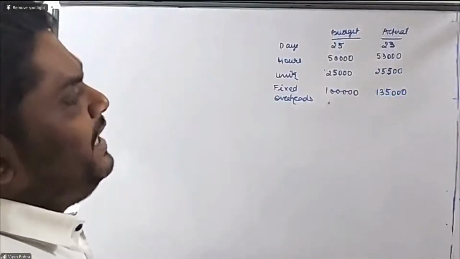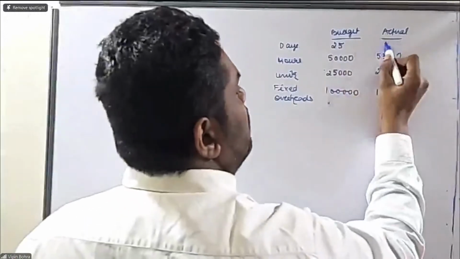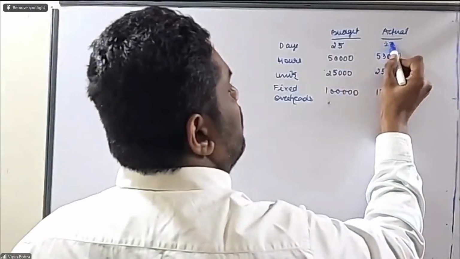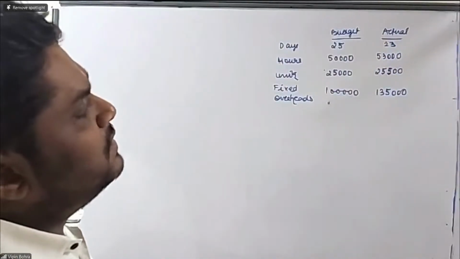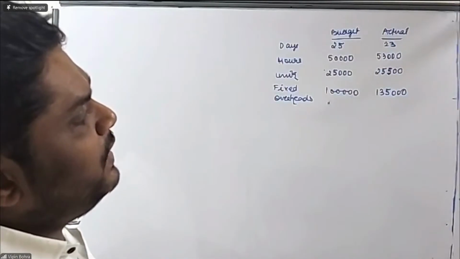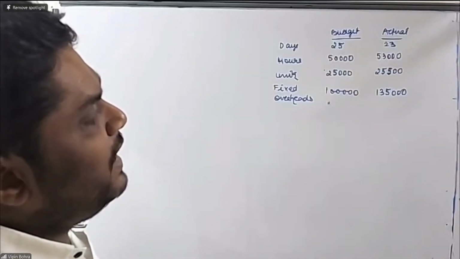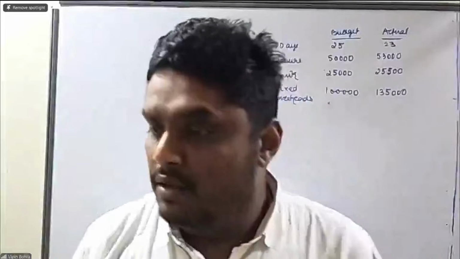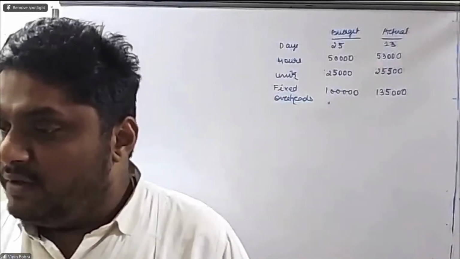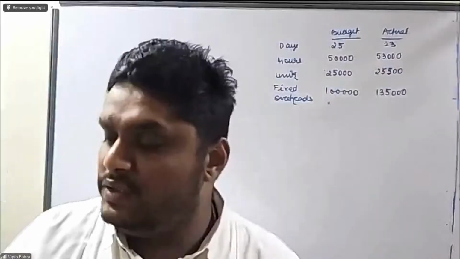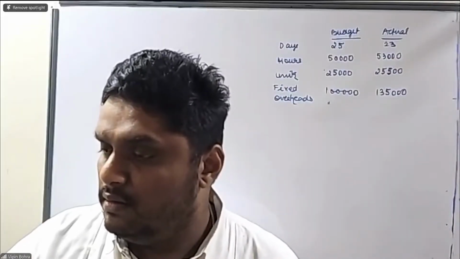So days were 25 and 23. 50,000 and 53,000 hours, 25,000 and 25,500 units, and overheads are 1 lakh and 1,35,000. So I request you guys to post your answers on this question. Start with fixed overhead cost variance. Waiting for your answers. What will be the fixed overhead cost variance?